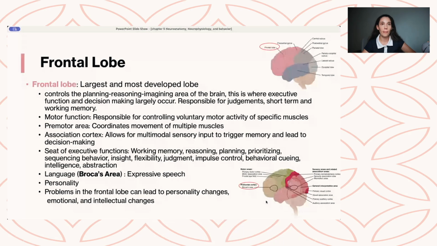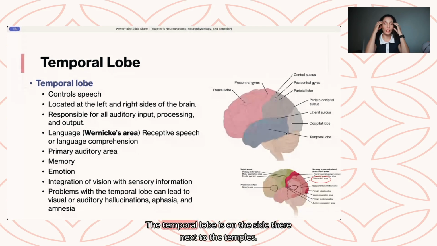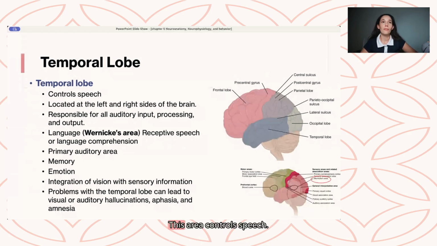Now we're going to talk about the temporal lobe. So you can think about the temporal lobe. We can see it here. It's on the side, but think of your temples, right? The temporal lobe is on the side there next to the temples. This area controls speech. It is located at the left and right side of the brain. It's responsible for all auditory input, processing, and output.